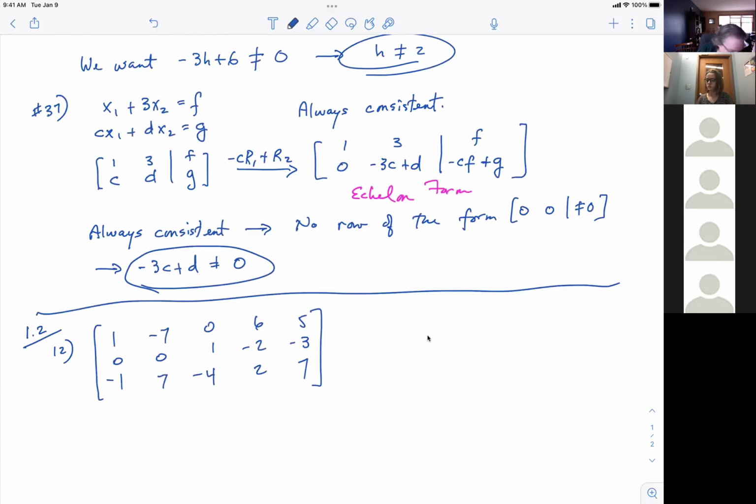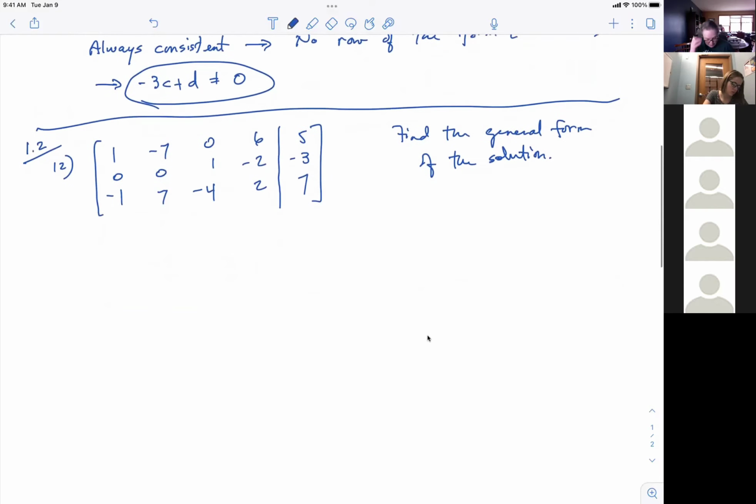Okay, so the instructions say to find the general form of the solution. And it says this is an augmented matrix, so I'm going to draw this line just so we're clear on that. Okay, so find the general form of the solution.